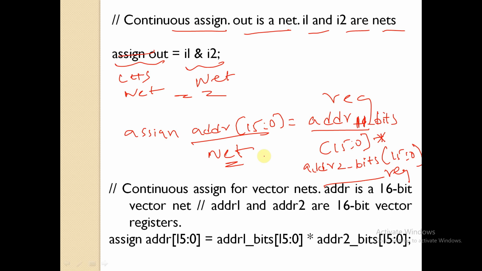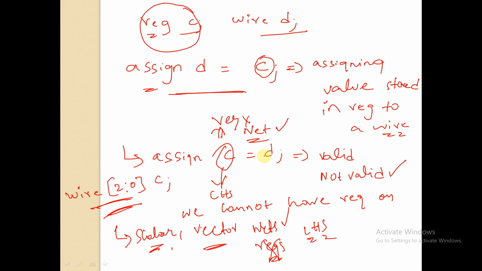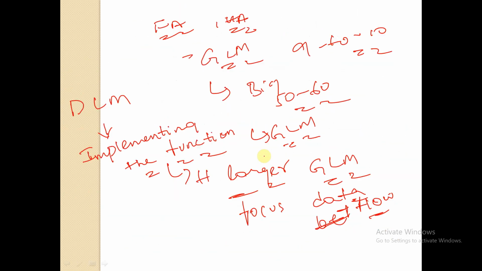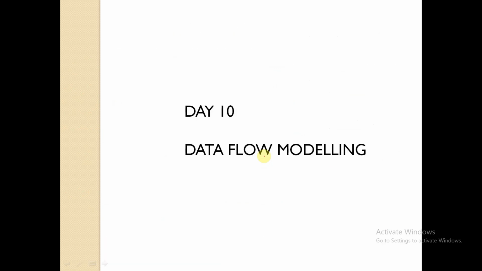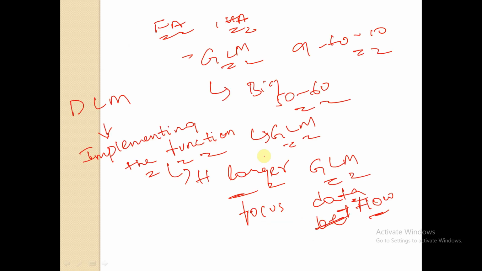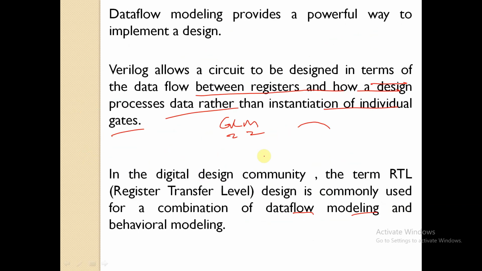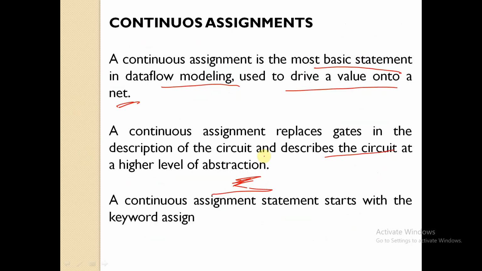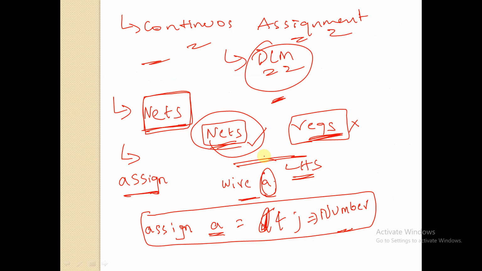So this is all for today's session. In this session we have discussed what data flow modeling is and why we are changing our abstraction level from gate level modeling to data flow modeling, what the basic statements used in data flow modeling are, what continuous assignment is, and what data types are used in continuous assignments.